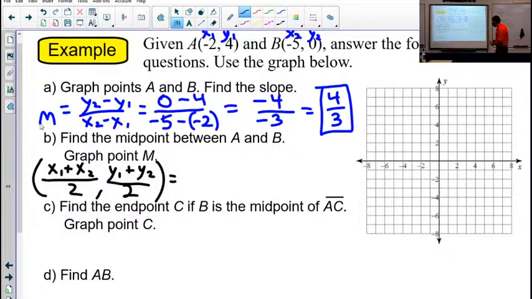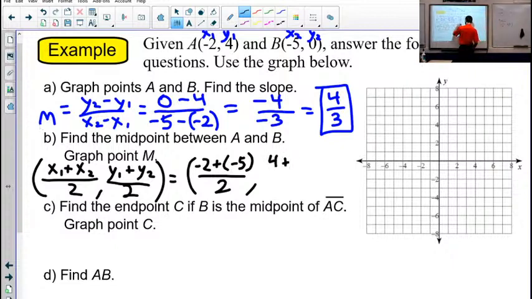So that means we're going to take x1 plus x2 over 2. So take our x-coordinates, add them together. I got a -2 and a -5. I'm going to add them together. Those are my x-coordinates. Add them together, divide by 2. Same thing for the y-coordinates. My y-coordinates are 4 and 0. I'm going to take 4 and 0, add them together, divide by 2.